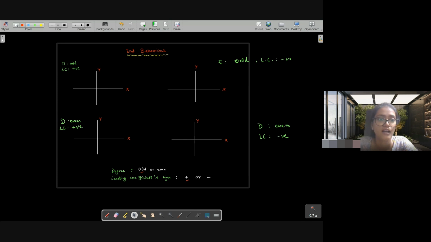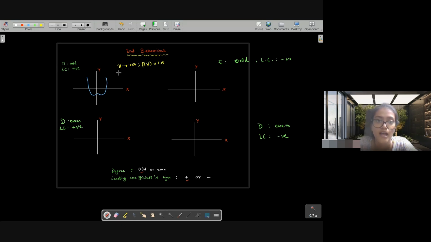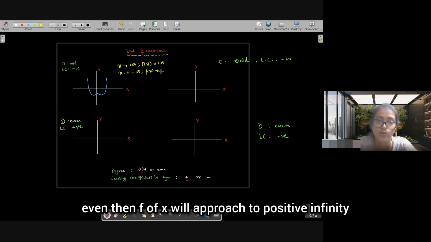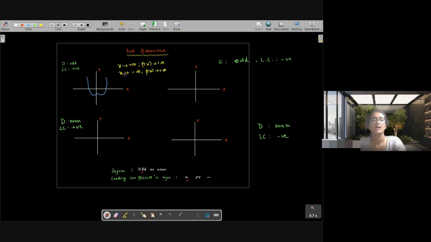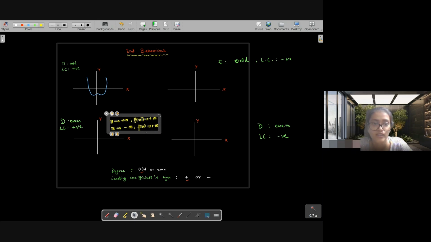For the first case, the graph will look like this, and the end behavior is as x approaches positive infinity, f of x will approach positive infinity, and as x approaches negative infinity, even then f of x will approach positive infinity. Oh wait, this was for even degree, not for the odd degree. Even degree and positive leading coefficient.